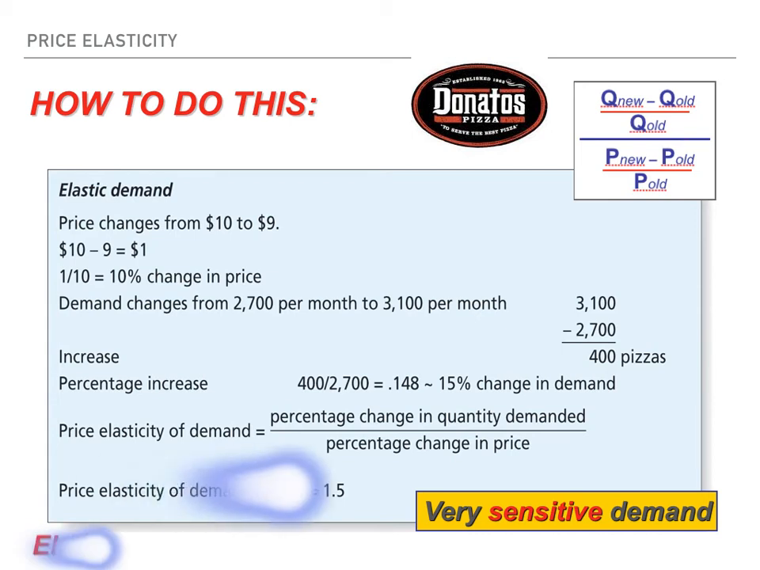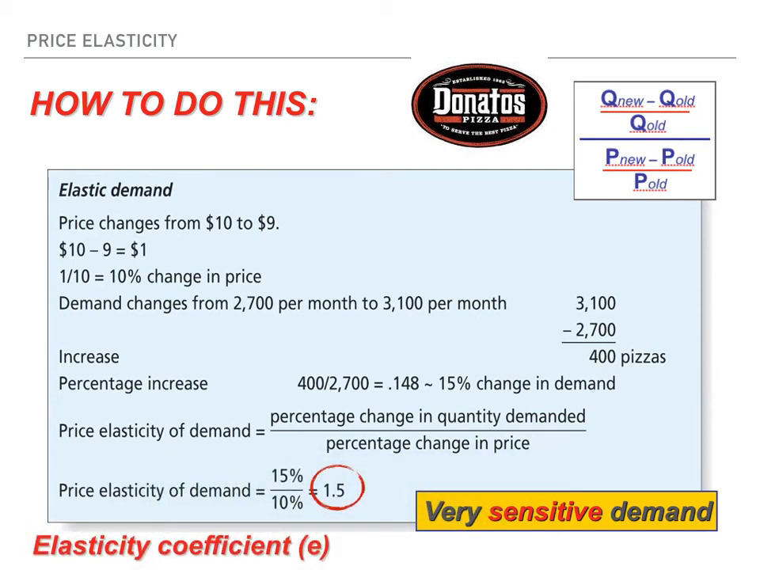So this is what we would call an elastic product. And this number here is called the elasticity coefficient. If the elasticity coefficient is pretty close to or greater than 1.0, then we say it's elastic. Okay, the demand is stretching a lot based on that change in price.